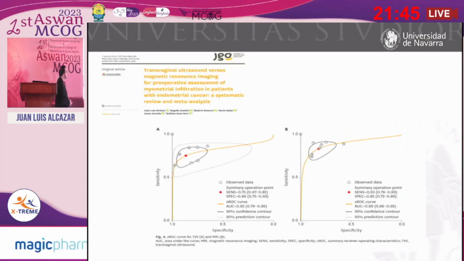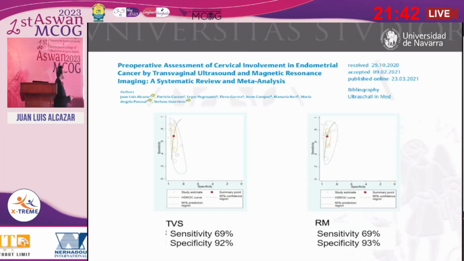And the same for cervical involvement. This is cervical involvement comparing TVS and MRI, and the sensitivity and specificity are almost identical. These two meta-analyses were head-to-head meta-analyses. In those meta-analyses, we just compared the diagnostic performance of both techniques in studies that used both techniques in the same set of patients. So every single patient underwent staging by ultrasound and by MRI. When we compare the results of those studies, we observe that there is no statistical significance.